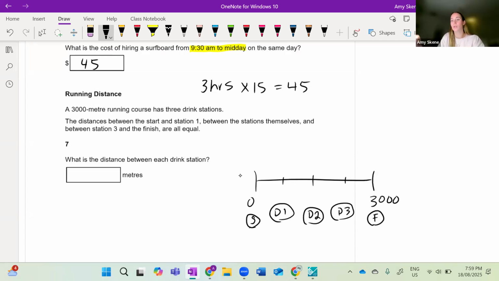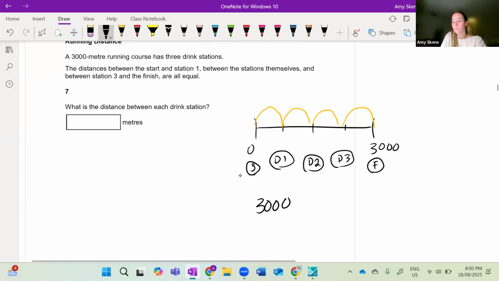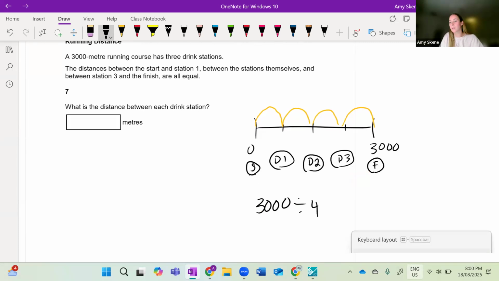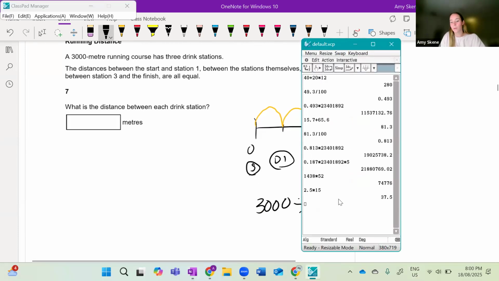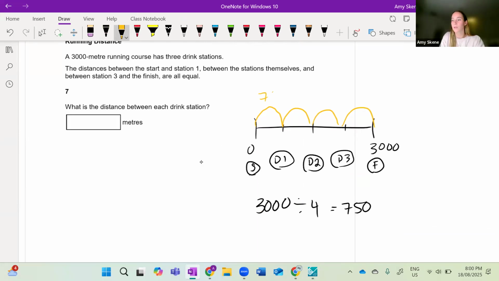The distance between each drink station, what I want you to look out for is how many sections. So we've got 1, 2, 3, 4 sections. So all I'm going to do is 3,000 divided by 4. And that will give me the distance between each of those stations. So 3,000 divided by 4, 750. So that will give you 750 between each of those sections. 750 meters is your answer.